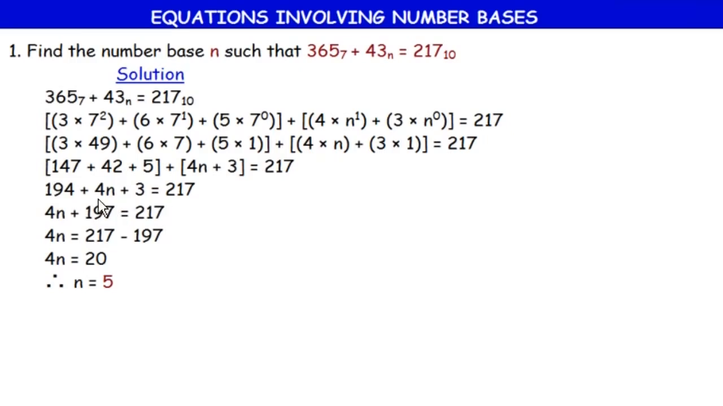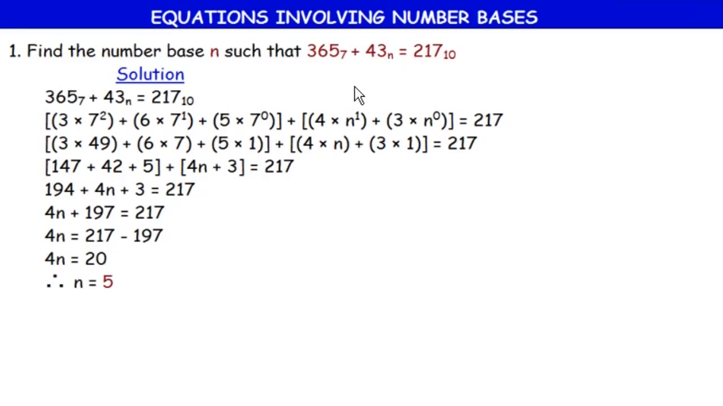So from here we can simply group like terms, right? So we have 4n plus 194 plus 3 will give us 197. And everything is equal to 217, right? So 4n is equal to 217 minus 197, and 4n is equal to 20, right? So when you divide both sides by 4, your n will give us 5, right? So it means that the base here is base 5.